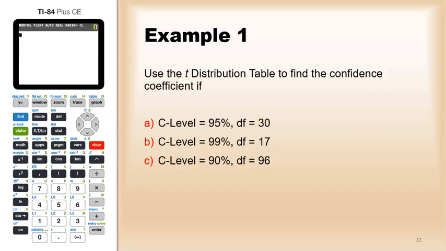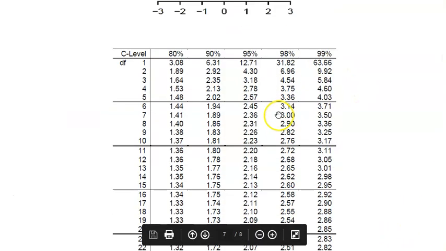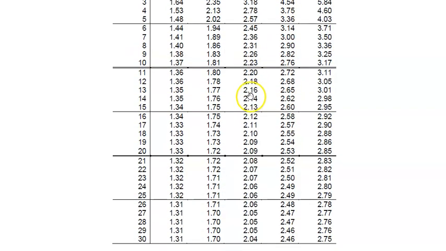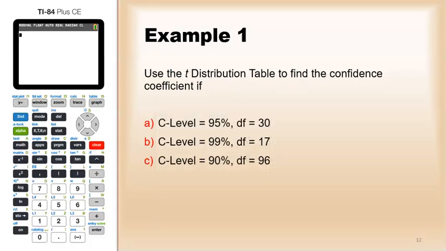All right, so let's see if we can find the confidence coefficients for these various conditions. 95% confidence, 30 degrees of freedom. So 95% is this column right here. 30 degrees of freedom is at the bottom of that page, so right here at 2.04. So for 95% confidence, 30 degrees of freedom, I use 2.04.